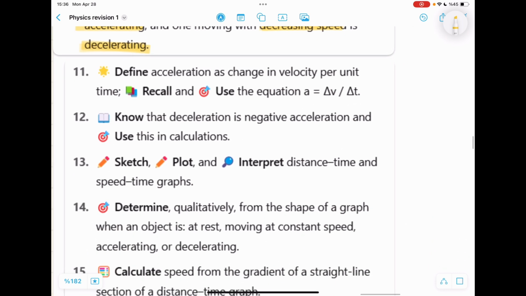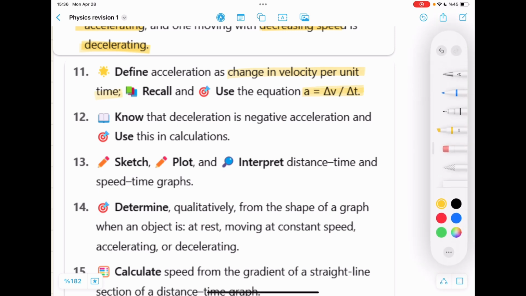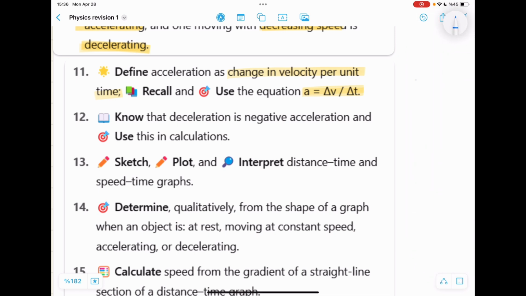You need to define acceleration as change in velocity per unit time. So the definition is change in velocity per unit time, and the equation is a equals delta v over delta t. I'm going to again put this in a simple format of a triangle, and usually this will be a, v, and t. Of course, we are talking about change in an average speed over average time, but for our purposes of coordinated sciences and physics, just knowing this formula in this format and being able to use it is sufficient.